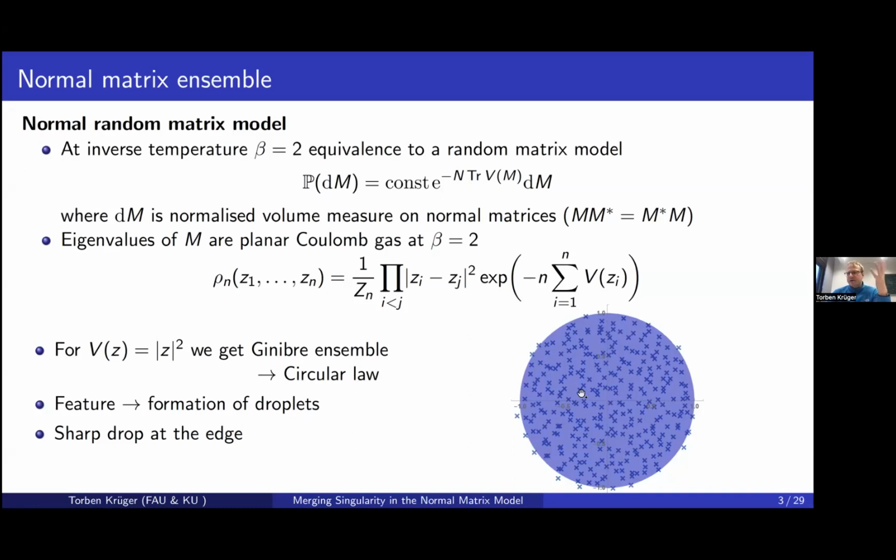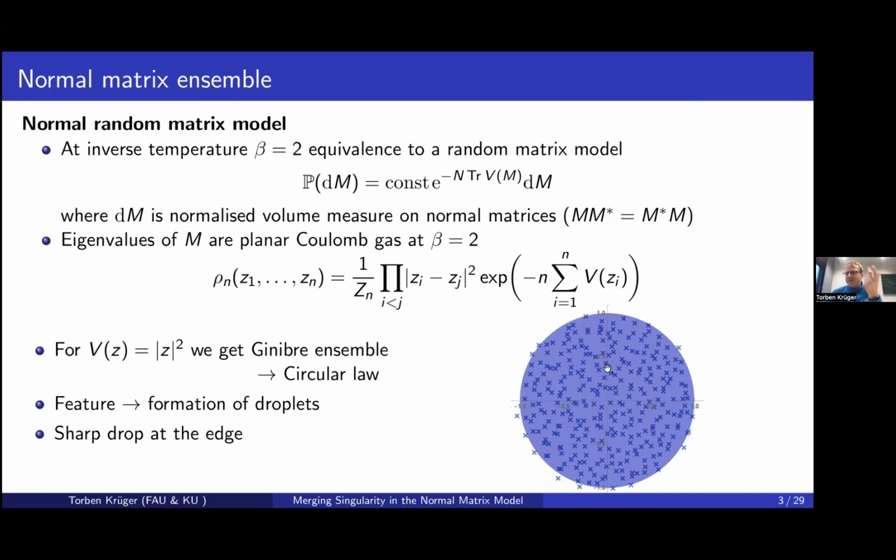And here you can already see some general features of this kind of model, which are also true for more general potentials. First, you will typically have a compact support. Then there will be some density, which is positive, but then you will typically have a sharp drop of the density to 0 at an edge. Like here, because the limiting distribution is uniform, there is a sharp drop at the edge.